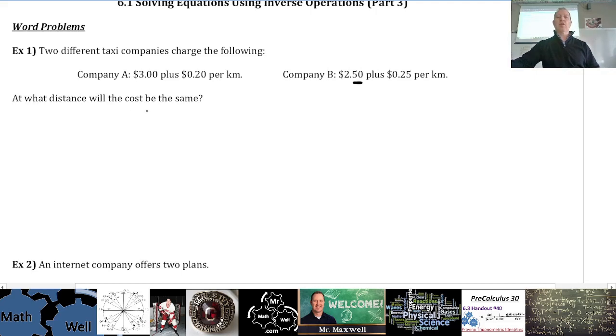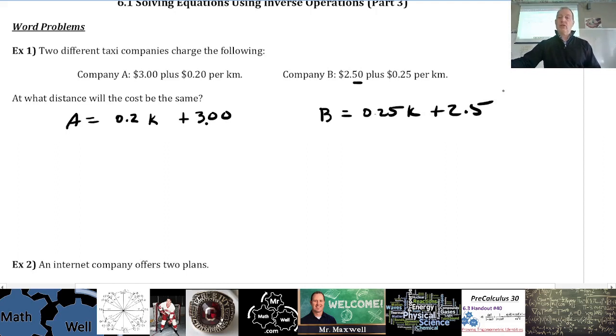Okay, at what distance will the cost be the same? You should probably know that this is going to be a linear equation. The cost for company A is going to be 0.2 times the kilometers, we'll say that's K, plus a $3 charge. So 0.2K plus 3. And company B is going to be 0.25K plus 2.5. So these are linear relations. These are straight lines.